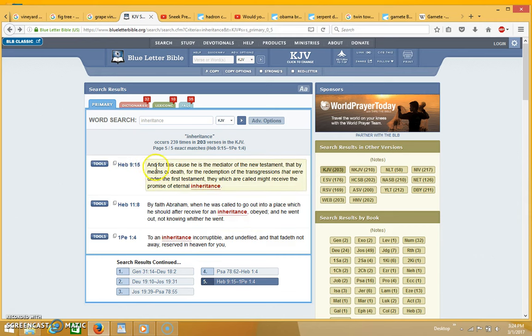In Hebrews 9, it says, "And for this cause he is the mediator of a new testament, that by means of death, for the redemption of transgressions that were under the first testament, that they which are called might receive the promise of eternal inheritance." And then in Hebrews 11, it says, "By faith Abraham, when he was called to go out into a place which he should after receive for an inheritance, obeyed, and he went out, not knowing whither he went." And in 1 Peter 1:4 it says, "To an inheritance incorruptible and undefiled, that fadeth not away, reserved in heaven for you."